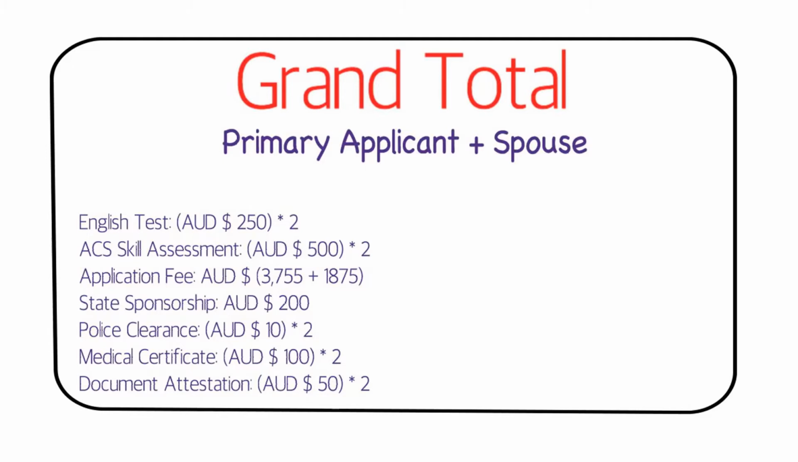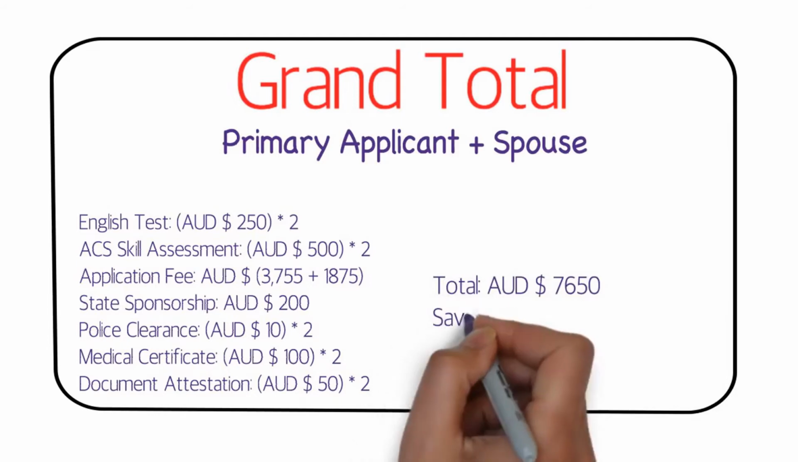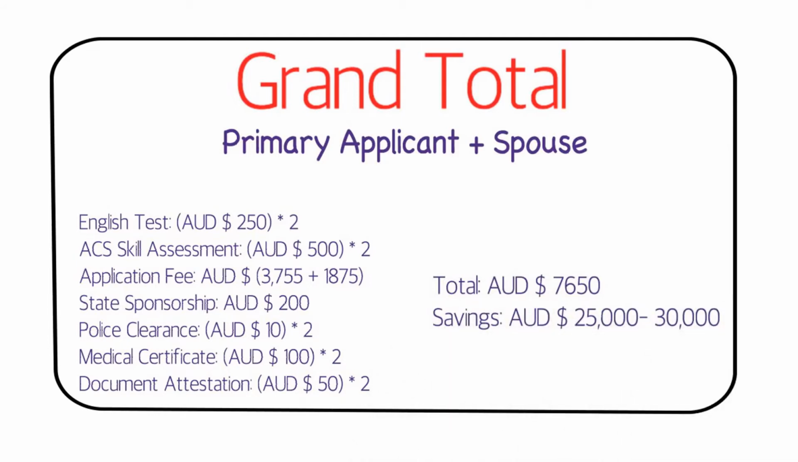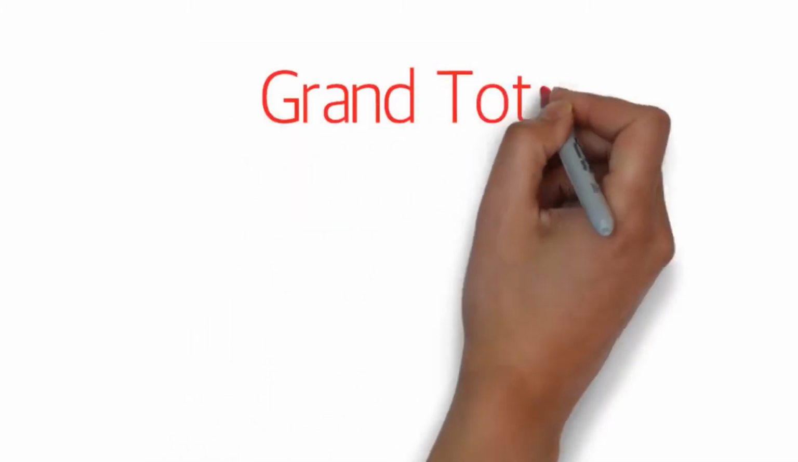Application fee would be an additional 1875, and you also spend on the police clearance certificate, medical certificate, and document attestation. In total, you would spend around 8,000 Australian dollars, and you should have savings of around 25 to 30,000. Mind it, these are all approximate figures, which would give you an idea of how much amount you should have. Right, moving on again.